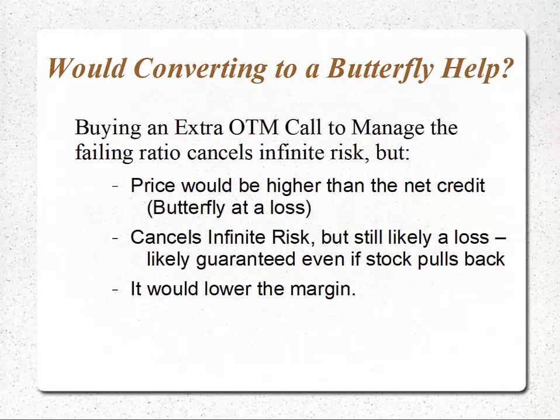But remember, the price is likely to be higher than that 25-cent net credit we received, which means if the stock pulls back, somehow drops below 66.50 again, I don't have a gain to that side anymore. I've negated that positive net credit if the stock falls. It will cancel the infinite risk, but you're still at a loss at this point. The stock's moving up. You haven't canceled that extra short call, which is hurting the position.